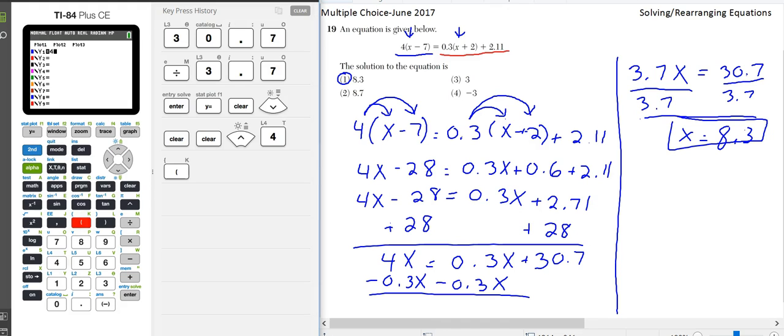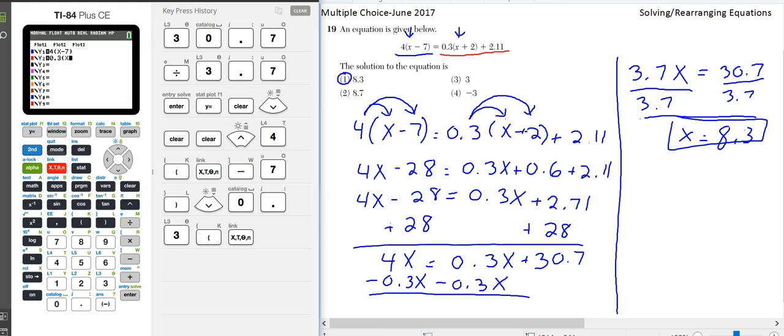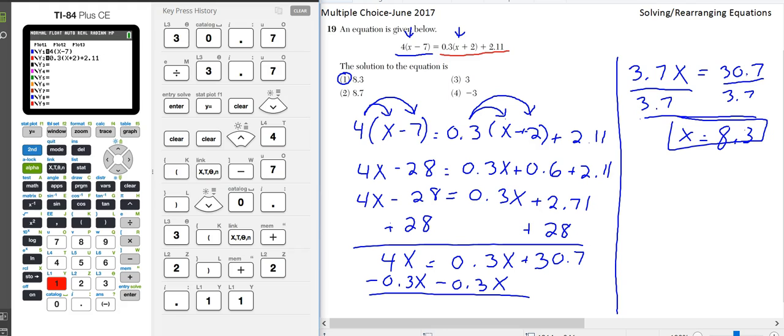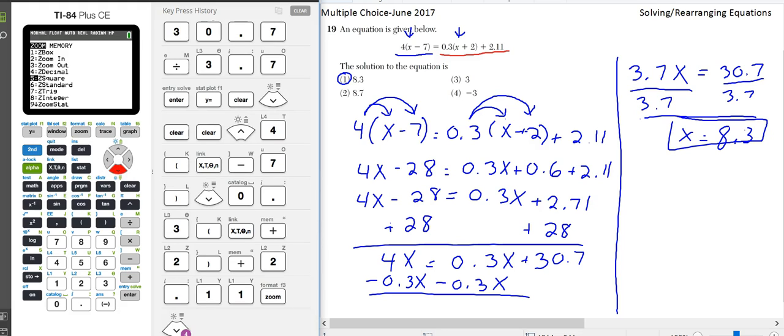So let's type that in. 4 times x minus 7, this is the x button, x minus 7. And then the next line for the right-hand side, 0.3 times x plus 2 plus 2.11. And we're going to do zoom 6 over here, which is ZStandard. Zoom standard means that the graph goes the maximum x is 10, the maximum y is 10, the minimum x is negative 10, and the minimum y is negative 10. So we're going to see if we're able to see the intersection on this graph.